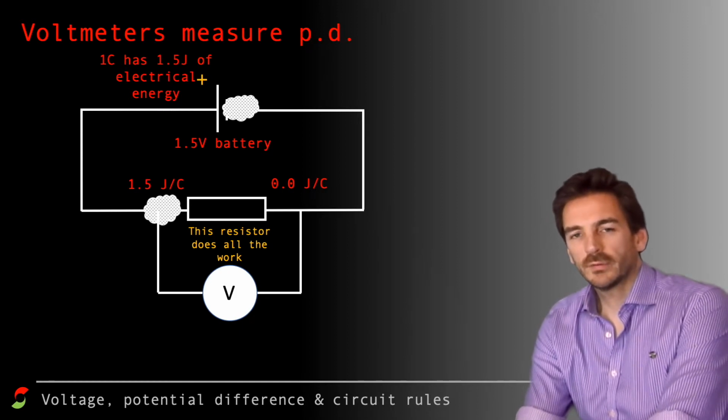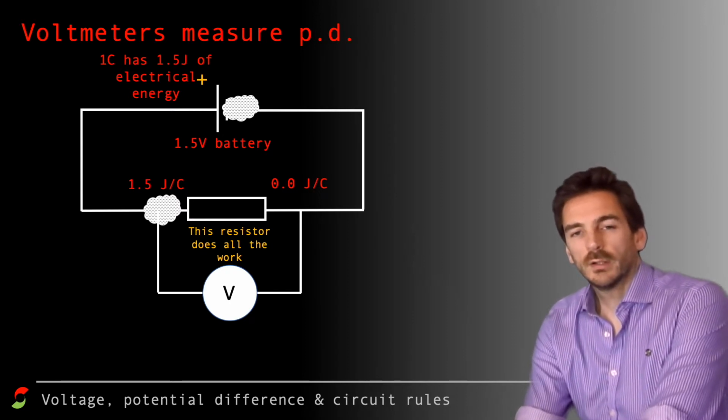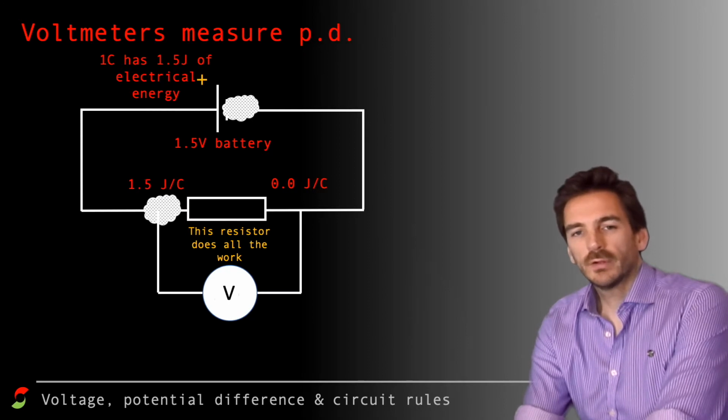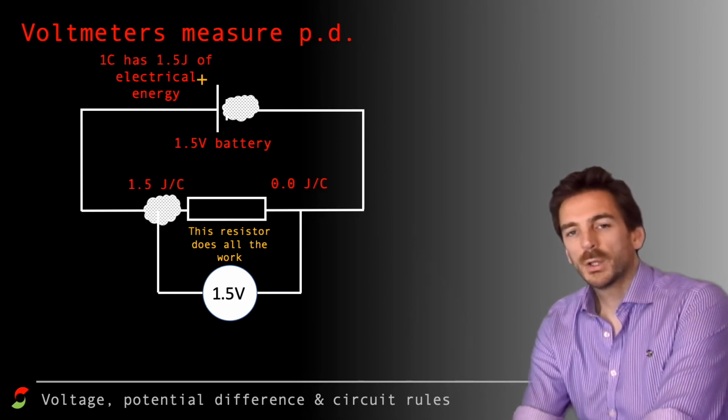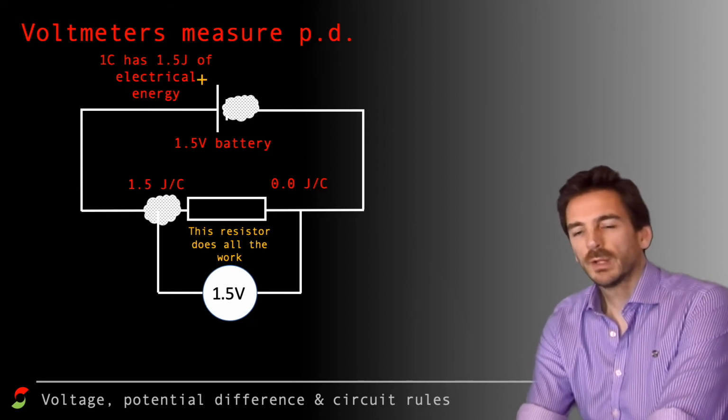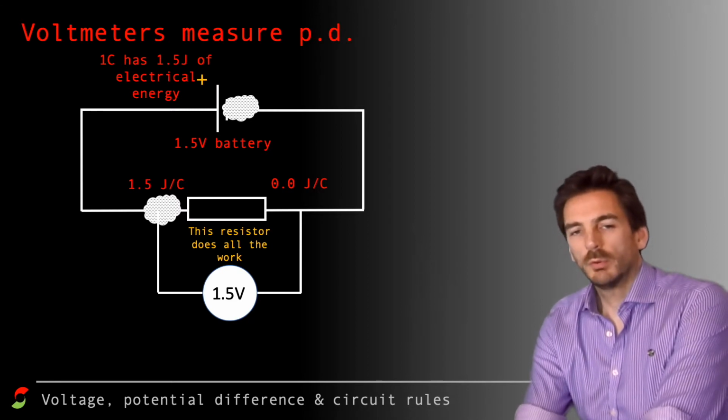So before the resistor, that coulomb's got 1.5 joules, and after the resistor, it's got no joules of electrical energy. So the potential difference is 1.5 joules per coulomb, or 1.5 volts. So the voltmeter will read 1.5 volts.